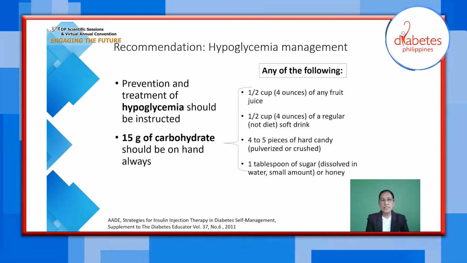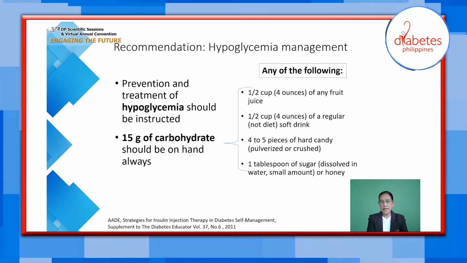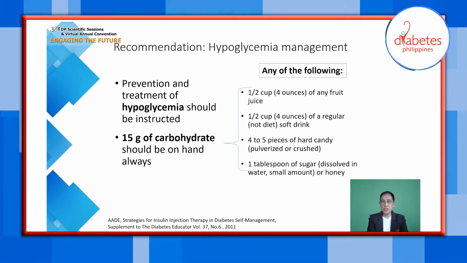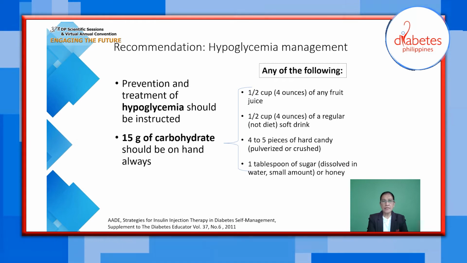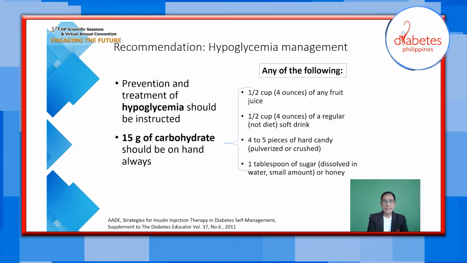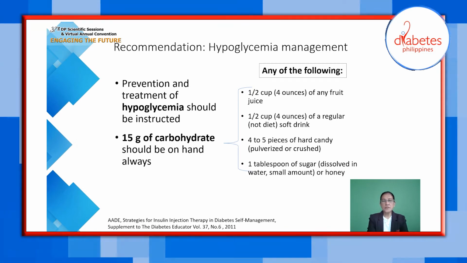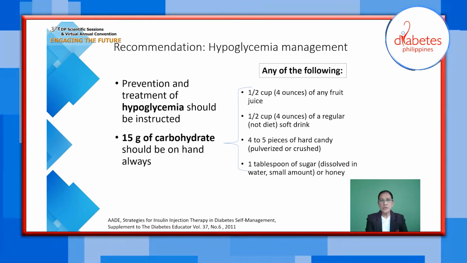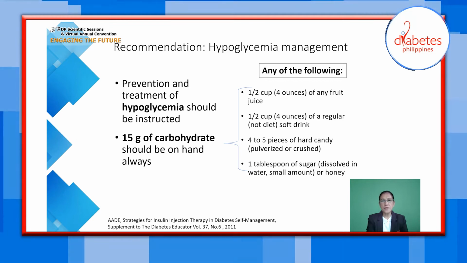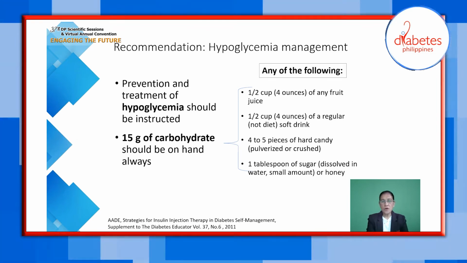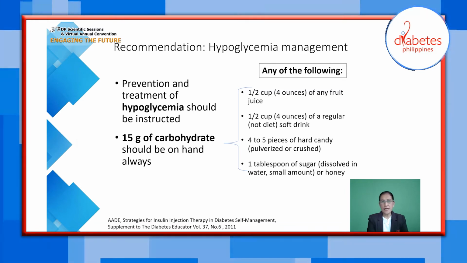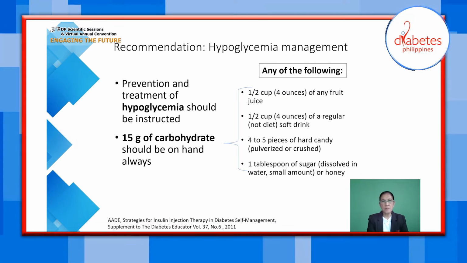Remember, this 15 grams of carbohydrates is simple and easily absorbed as sugar so that it will address the hypoglycemia. Please do not give the patient complex carbohydrates during the episode of hypoglycemia. Do not give chocolates also, because chocolates have a lot of fats which delay the absorption of sugar.